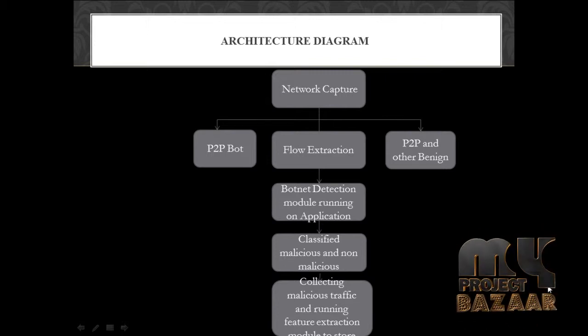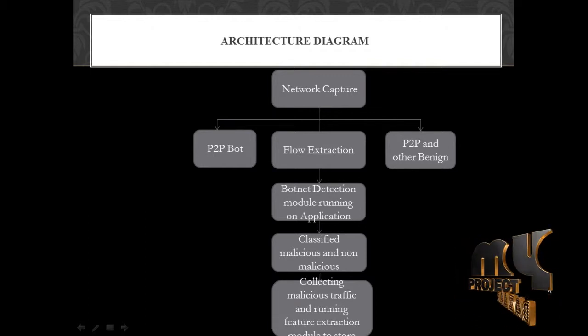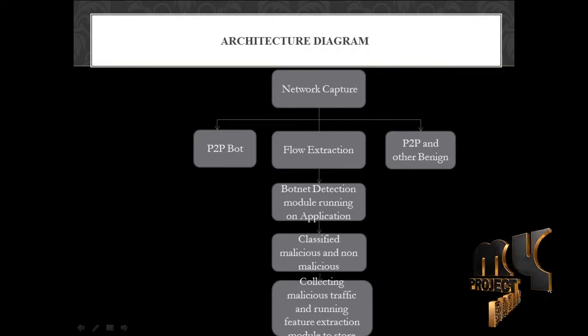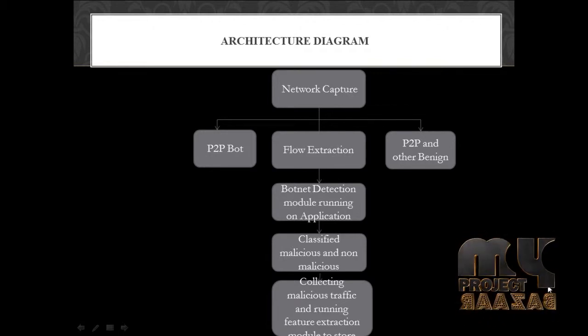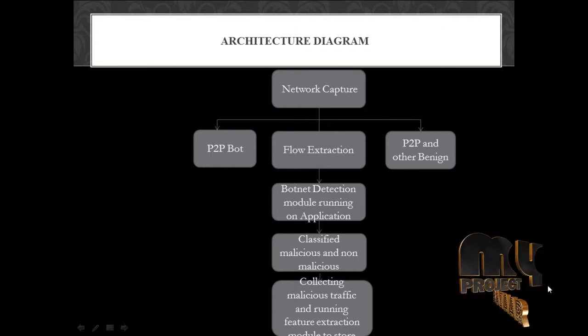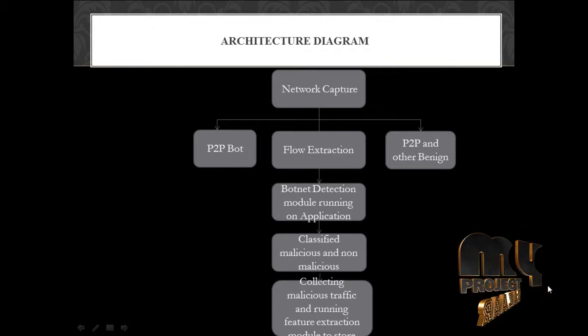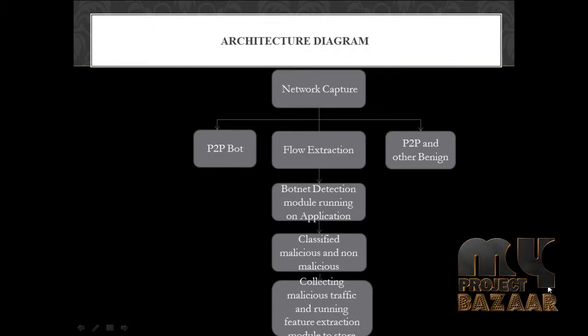Then traffic is classified as malicious and non-malicious, so that we can detect the fault node. Then malicious traffic is collected and a feature extraction model runs to store it. We are going to reduce the traffic and the data transferred from one node to another, that means source to destination, without any errors or traffic.